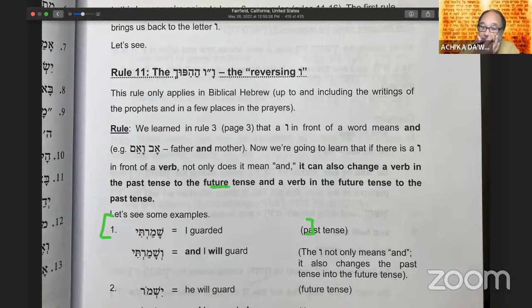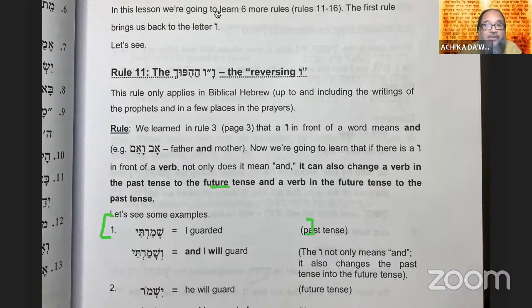Now we're going to learn that if there's a wa in front of a verb, then it's going to act a little differently than it would if it's in front of a noun. So it can mean and, but it also can change. It's just a rule, okay? It can change a verb from the past tense to the future tense, and from the future tense to the past tense. And they're going to give us some examples, okay? So here are the examples.